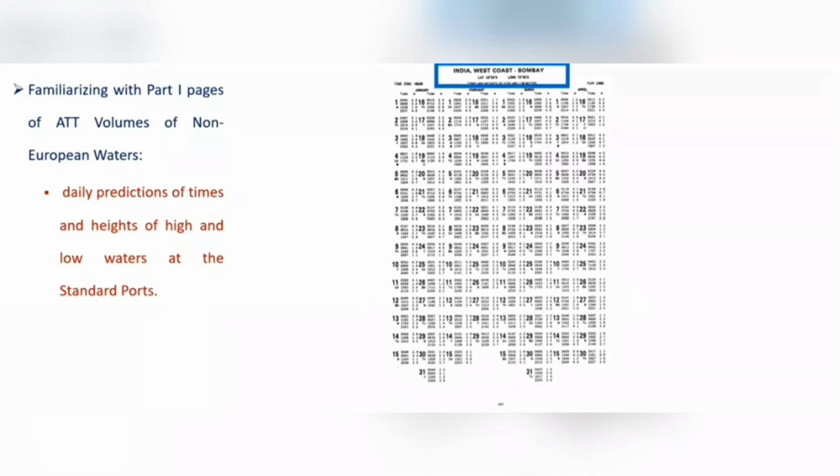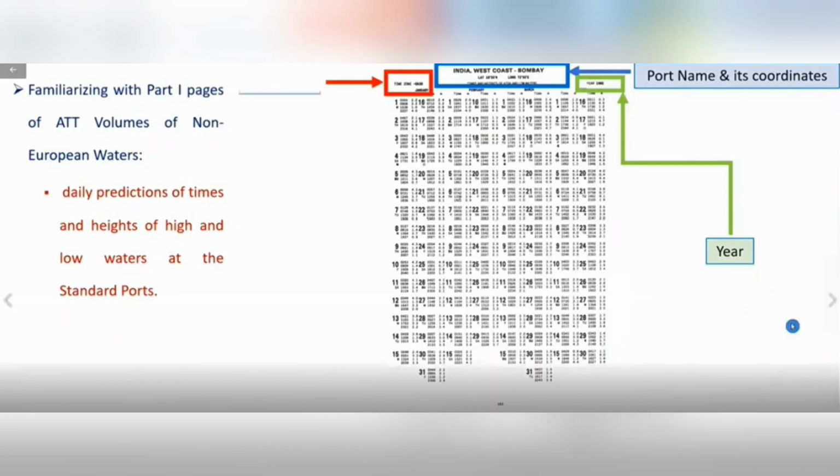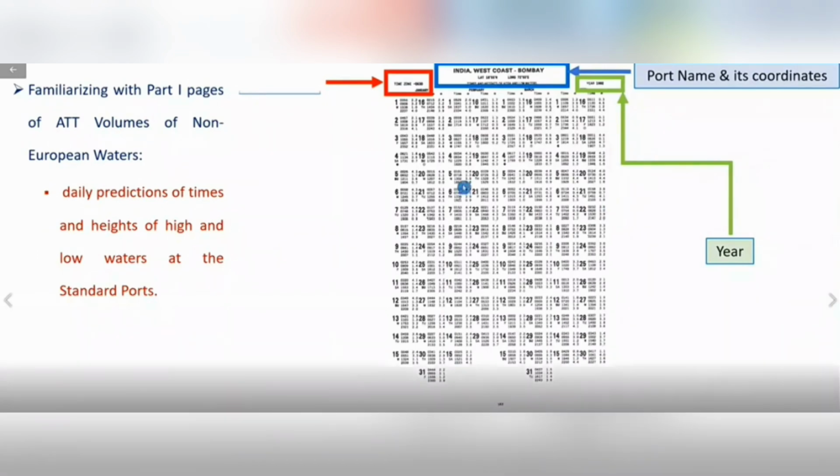In this page, on top, we have the port details and its coordinates. Then we have the year of the tide tables, which in this case is 1992. And then we have the time zone for India, which is minus 530 hours. Okay. Now, beta, first exercise we do is, now we know Bombay is in volume 2 or volume 3, some volume other than volume 1. So can you find out this page in your tide table booklet? Okay. How will you find out a particular port, beta?